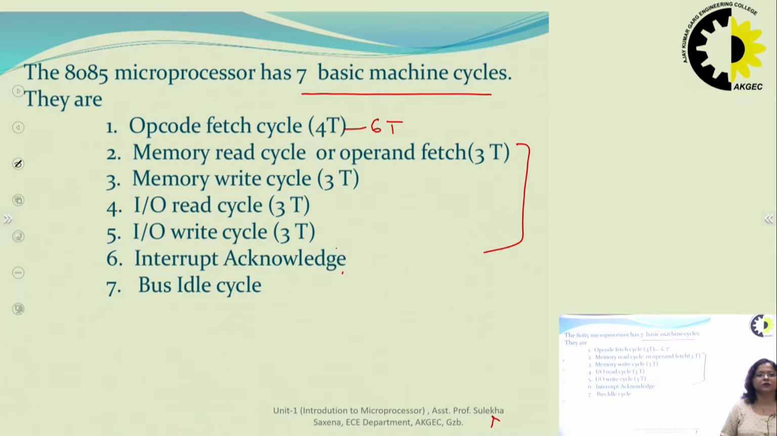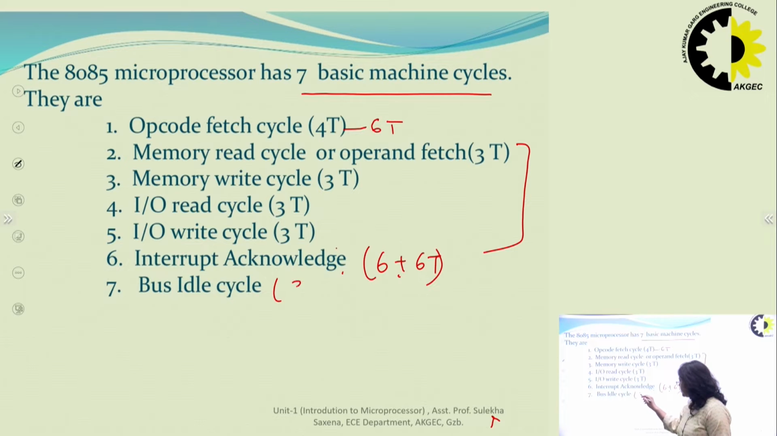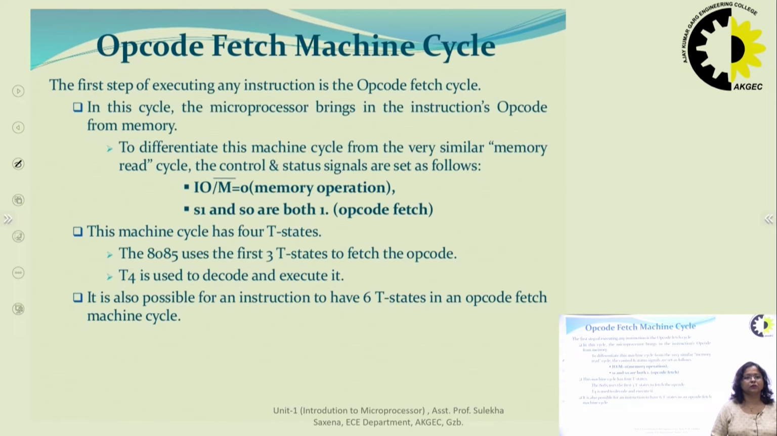Interrupt acknowledgement machine cycle consists of 6 plus 6, that is 12 T states, and bus idle machine cycle varies from 3 or more T states. So, we will see one by one all these machine cycles. First of all, that is opcode fetch. In opcode fetch, the microprocessor fetches opcode from memory. So, in this case, IO/M bar will be 0 and S1, S0 both are 1.